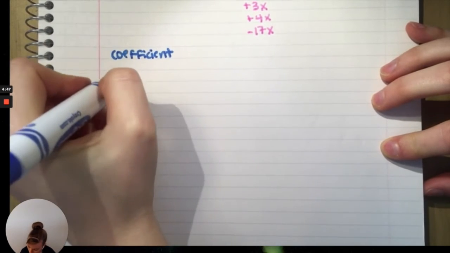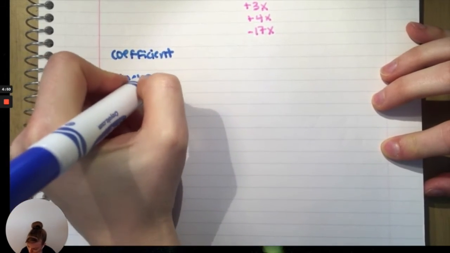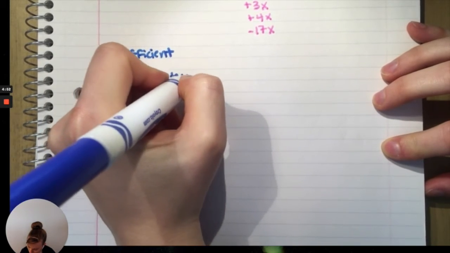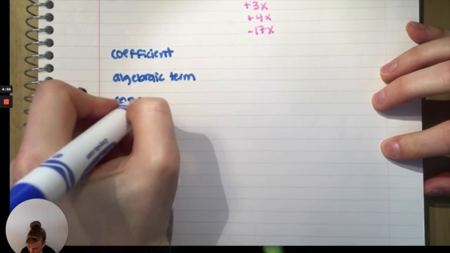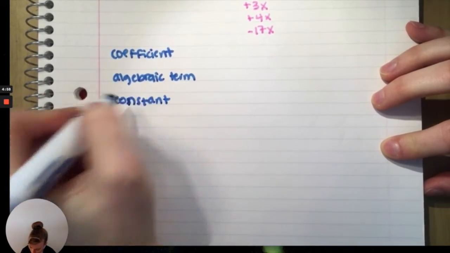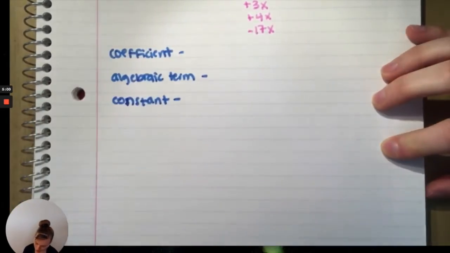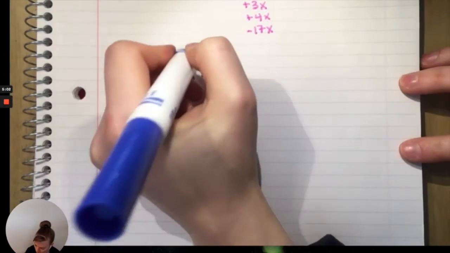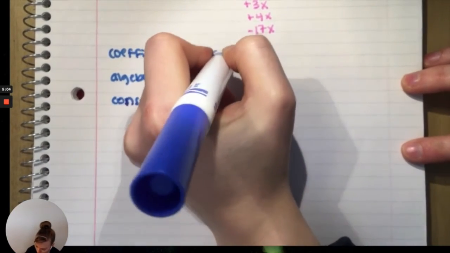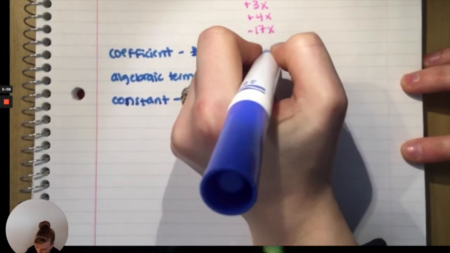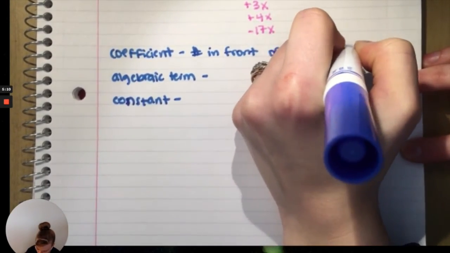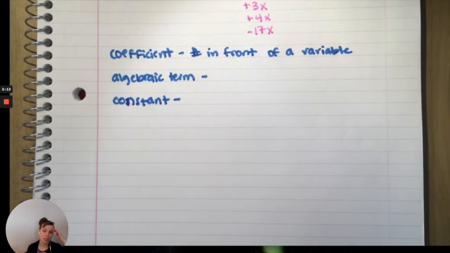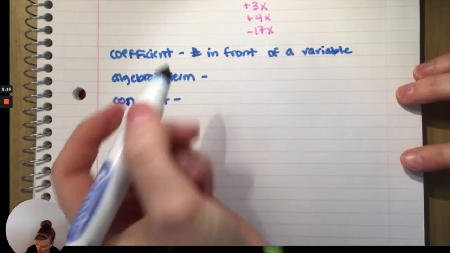Next one will be algebraic term. And third one, constant. There we go. So a coefficient is the number in front of a variable. And I'm going to go over examples of all of these. We're just writing down the definitions right now.